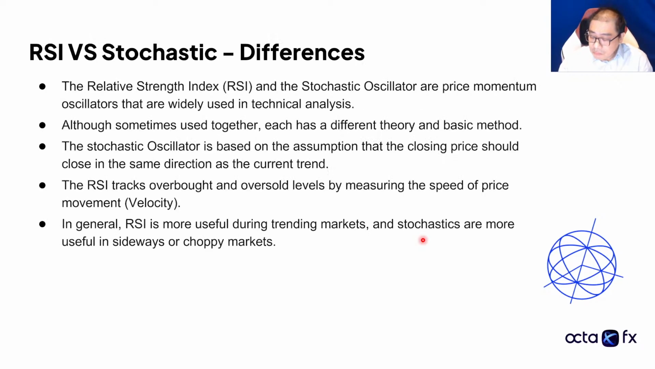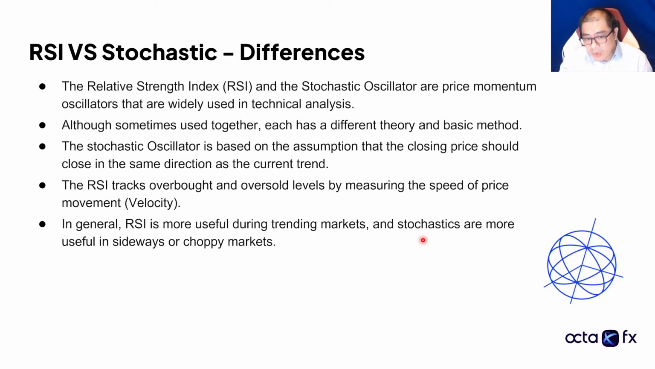Okay, so I'll jump in very quickly. What is the difference between RSI and stochastics? RSI and stochastics are price momentum indicators. They measure price directly. They are sometimes used together. Each has a different theory and basic methodology in how you look at it. I just explained a little bit more on RSI, but once you understand that and you compare it to stochastics, you'll start to understand the difference. The stochastic oscillator is based on the assumption that the closing price should be close in the same direction as the current trend. The RSI tracks overbought and oversold levels by measuring the speed of price. It measures velocity, not volatility, velocity. That's what the RSI tracks.